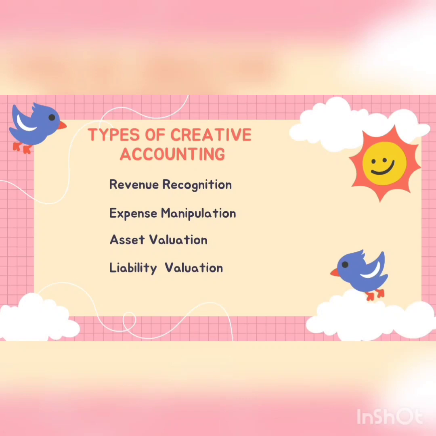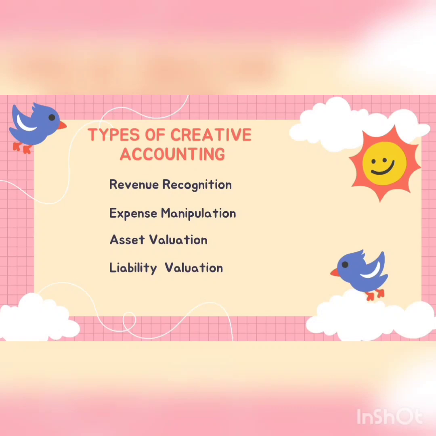Moving on to the next type, liability manipulation. Liability manipulation involves understating or overstating liabilities to manipulate financial ratios or to avoid regulatory requirements. For example, a company may understate their pension liabilities or lease obligations to make the financial statements appear more favorable.